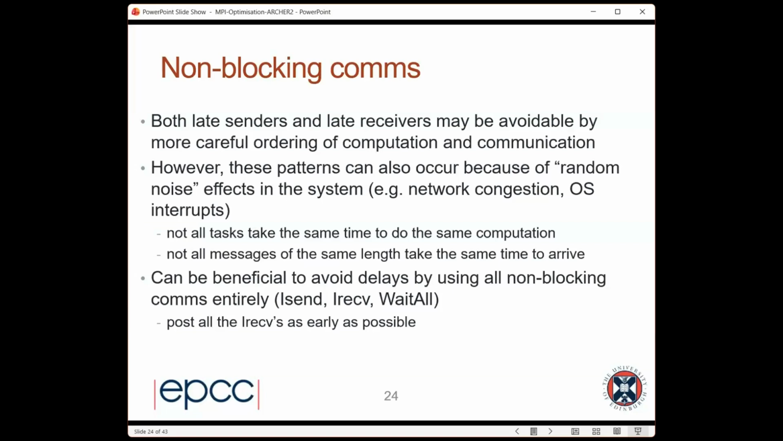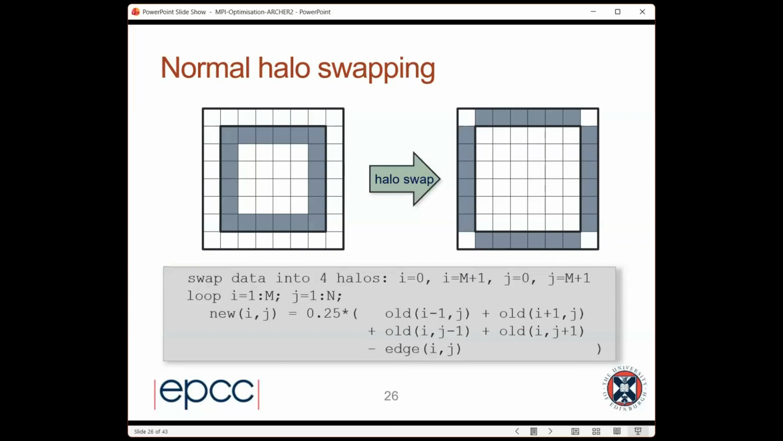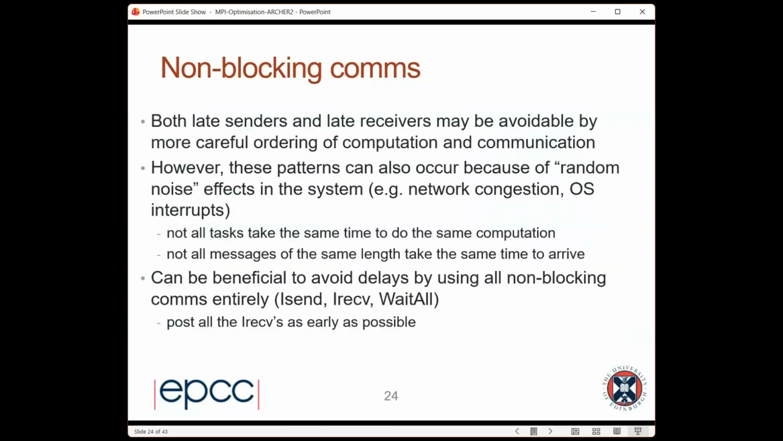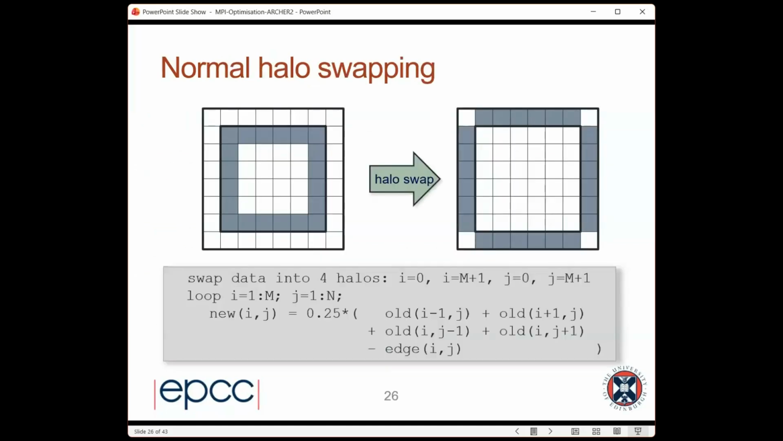You should not impose an order saying, do this send, do this send, do this send. You should tell MPI, I've got a whole bunch of sends and receives I want to do, and I want you to wait at the end until they're all over. That's what the Halo benchmark hopefully demonstrates in practice. Basically it can be beneficial to avoid delays by using all non-blocking comms entirely: lots of Isends, lots of Ireceives, and a Waitall. I'm going to illustrate that by imagining a sort of Halo swapping routine.